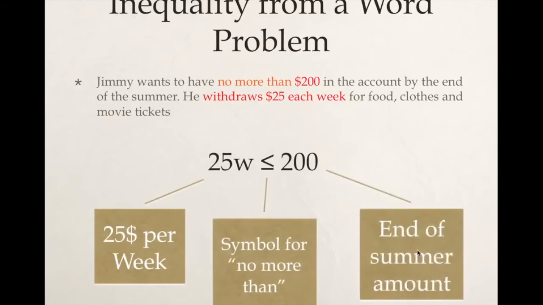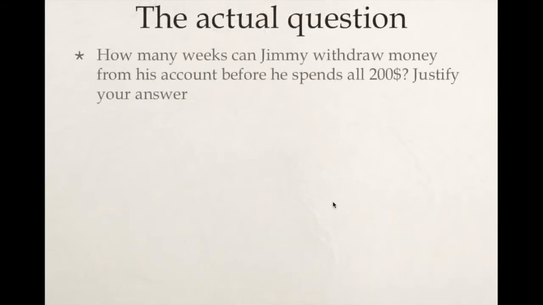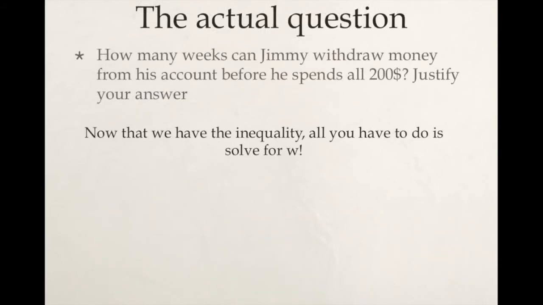And this here, remember, is your end of summer amount. So this is how you set up your inequality. So now the question is, how many weeks can he withdraw money before he spends all of his $200? So we're going to solve the inequality. In this case, we're going to divide both sides by 25, and we get W is less than or equal to 8.